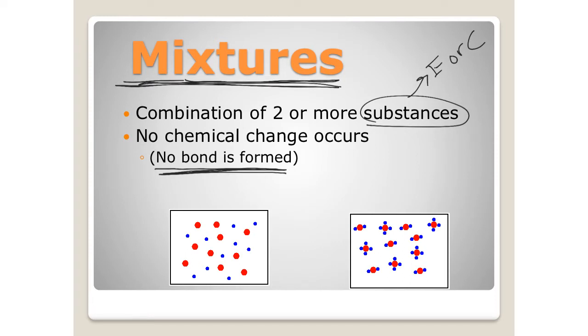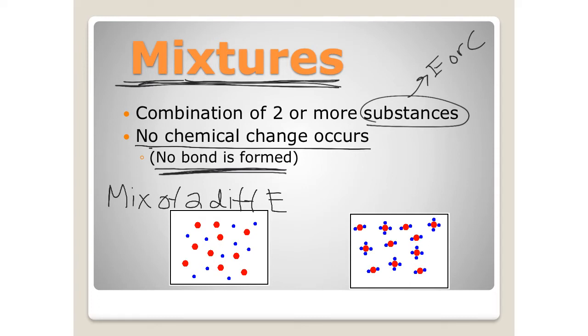So in this first diagram here, this one is going to be a mixture of two different elements. So we've got red element, we've got blue element. They're both in there, but notice they are not connected. So because they do not have a bond, no chemical change occurred. So they're actually going to keep their original properties.